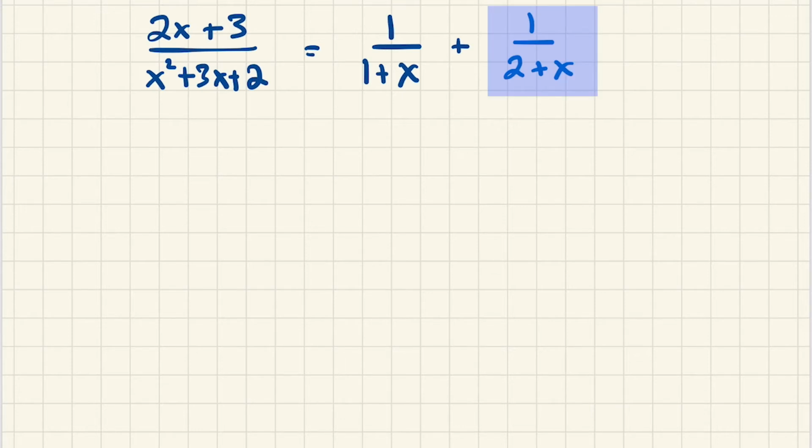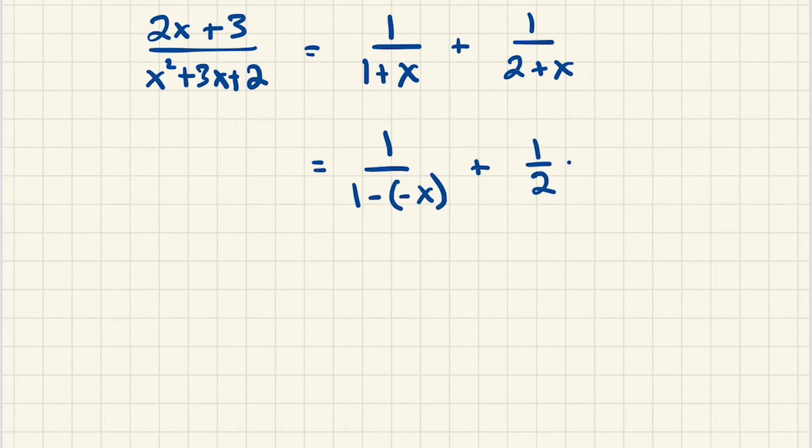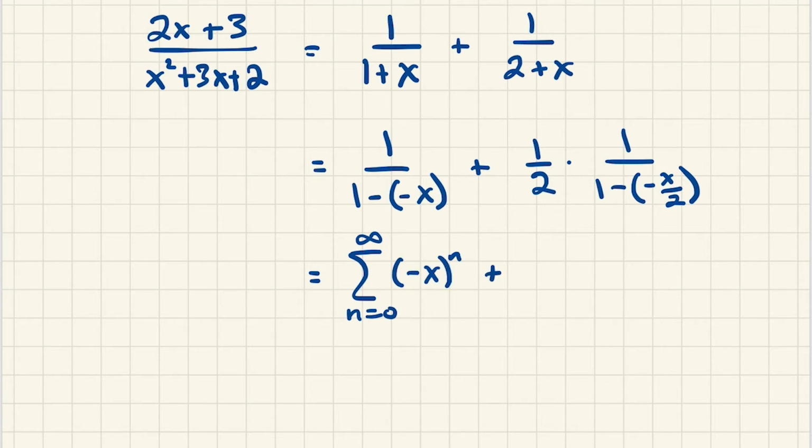We just need to factor 1/2 out of this entire expression. So let's quickly do that. We might as well write this as 1 over 1 minus negative x, and this one as 1/2 times 1 over 1 minus negative x over 2. All right, so what do we have here? Well, this one is this particular series, and this one is 1/2 times this particular series.